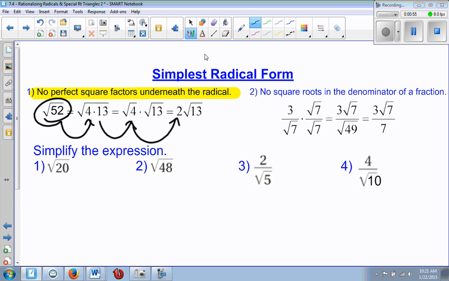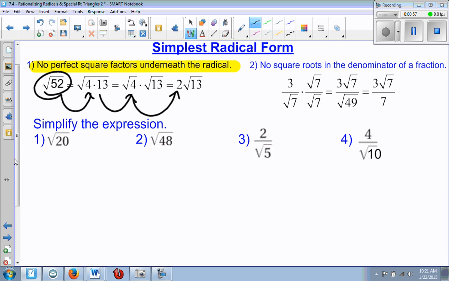So we're going to do two similar problems here, number 1 and number 2. In number 1, you want to break 20 into two of its factors. You could break it into 2 and 10, 4 and 5. Now the reason why I'm going to select 4 and 5 is because 4 is a perfect square. If I take the square root of 4, I get a value of 2, so this simplifies into 2 square root of 5.